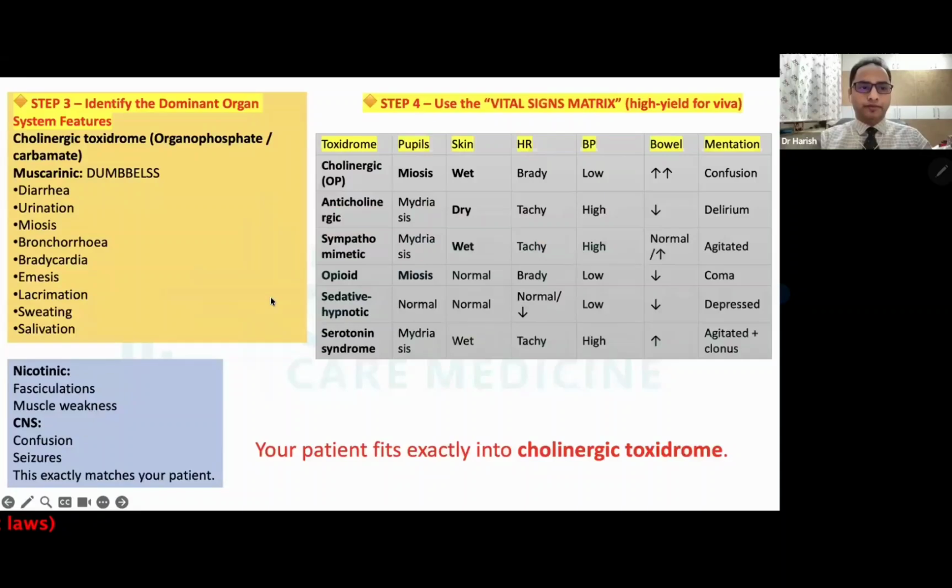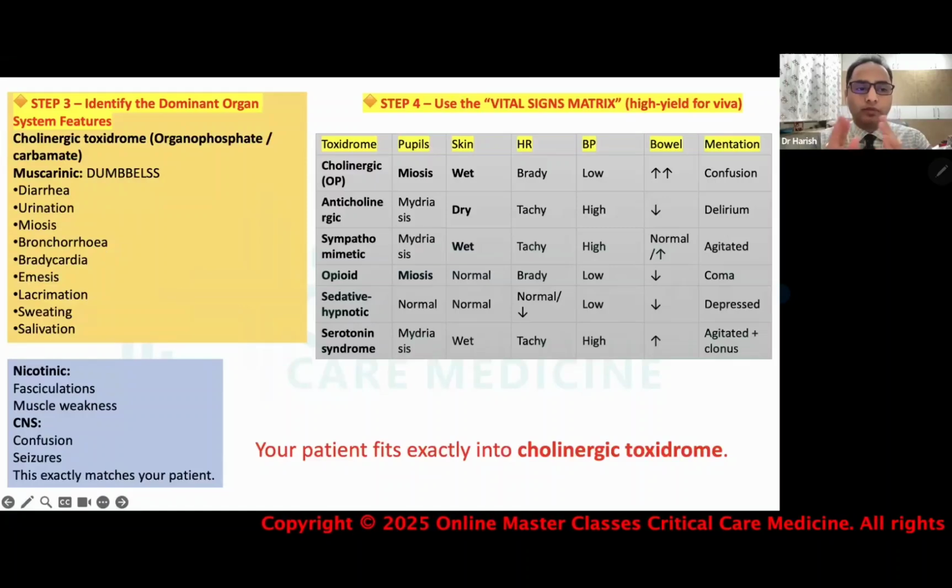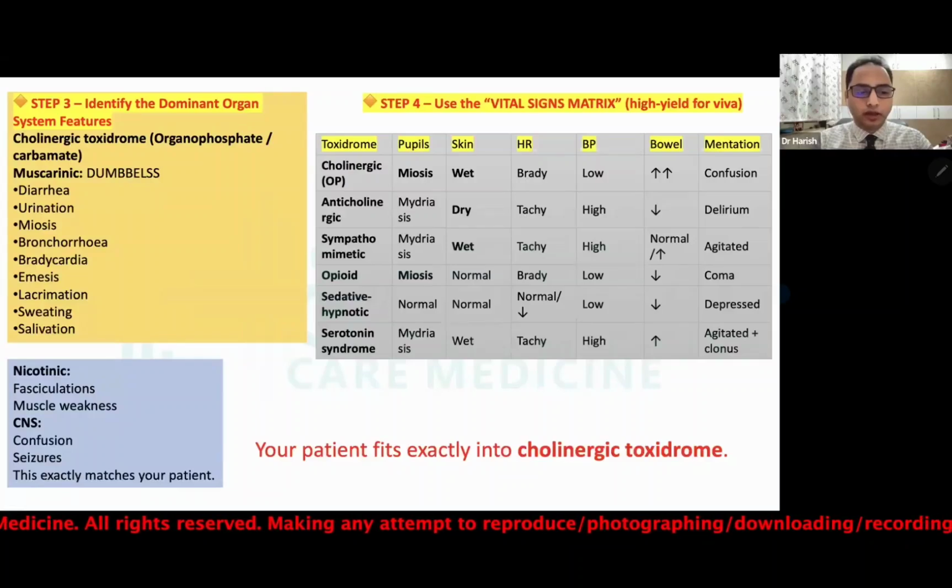So next, identify the dominant organ system features. When it comes to cholinergic toxidrome, that is organophosphate or carbamate, we have muscarinic manifestations. We have the mnemonic DUMBBELS: diarrhea, urination, miosis, bronchorrhea, bradycardia, emesis, lacrimation, sweating, salivation. So everywhere secretion is increased. Nicotinic manifestations: fasciculation, muscle weakness. CNS: confusion, seizures they can have. So this exactly matches your patient in terms of the OP poisoning, that is the cholinergic toxidrome.